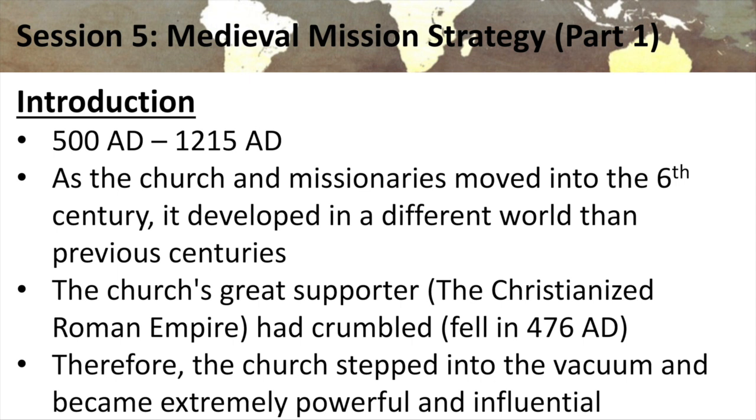And as we move into 500 AD and so on, we see that the church is going to go through some different changes based on the culture or the society that the Christians find themselves in. So the church's great supporter, which was the Christian Roman Empire, key protector of the church, and now that the empire was Christian, it was a great supporter of the churches. Well, the Roman Empire crumbled. It fell in 476 AD, and so now the great supporter of the church is pretty much gone in regards to an empire. And now the church steps into the vacuum and basically becomes very powerful and influential.